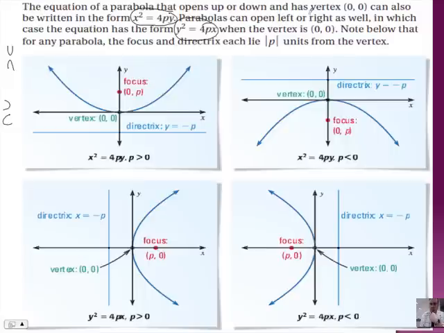Okay, the equation opens up or down has a vertex of 0, 0. You're always going to have that. Notice all these vertices are 0, 0. We don't have to play with that. It does change up, but this chapter only does it for 0, 0.